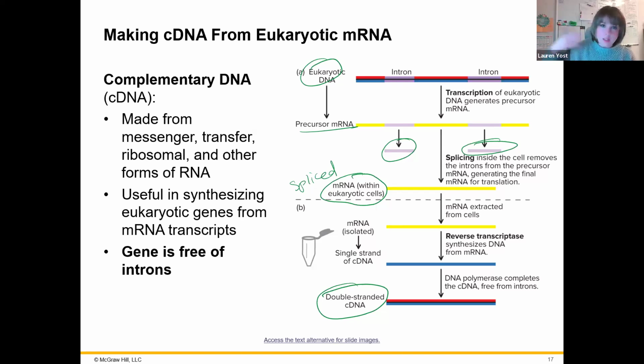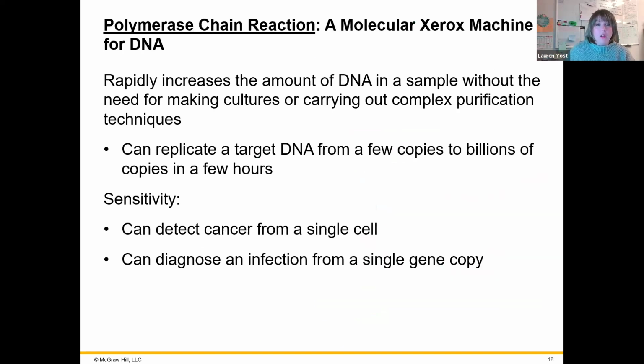And now bacteria can crank out insulin for us, making it much more affordable for people with diabetes who need insulin. So this is a great example of how genetic engineering can be important and life-saving.